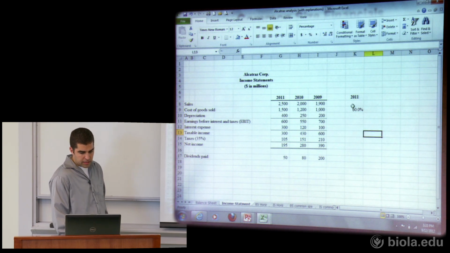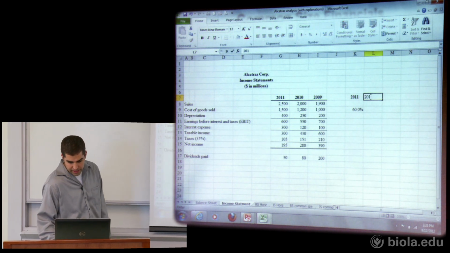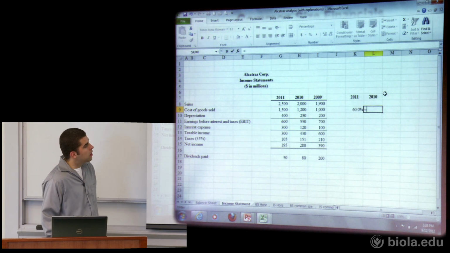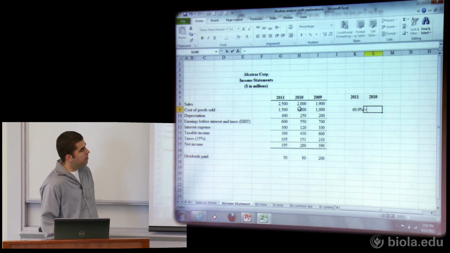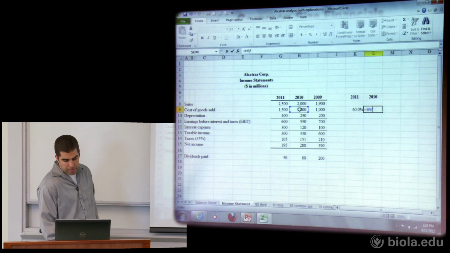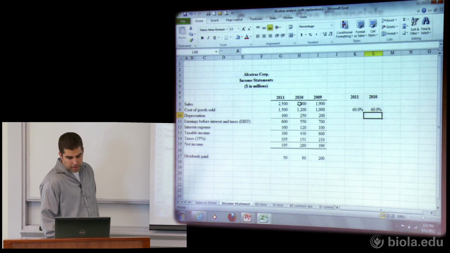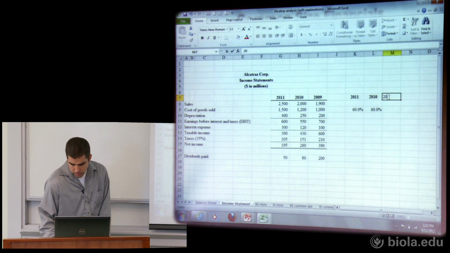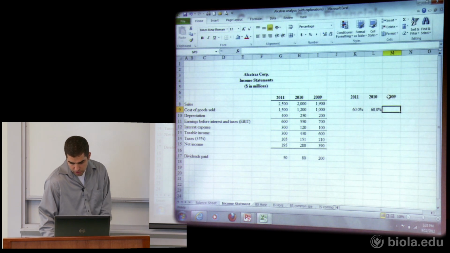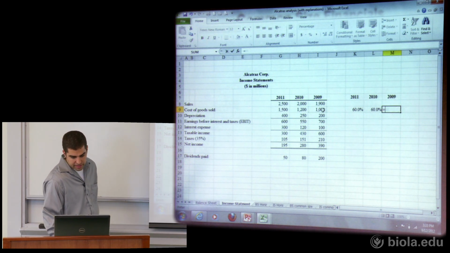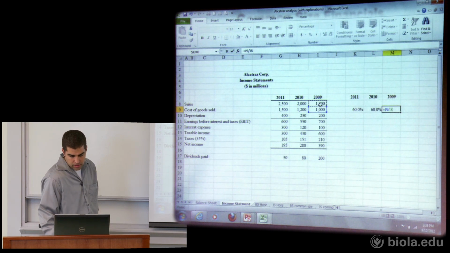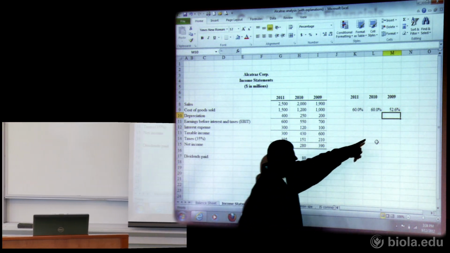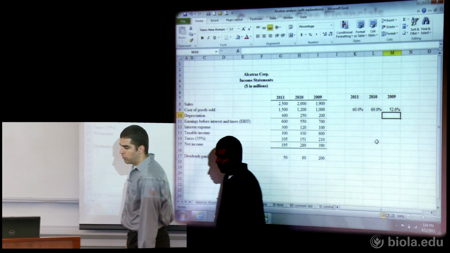Okay, simple enough. If I was going over to 2010, how would I change that up? 1,200 over 2,000. I'm just shifting everything to the right. Now 1,200 divided by the current year sales right there, so it turns out it's 60 as well. And for 2009, it would be 1,000 divided by 1,900. Okay, so it's going up right here.